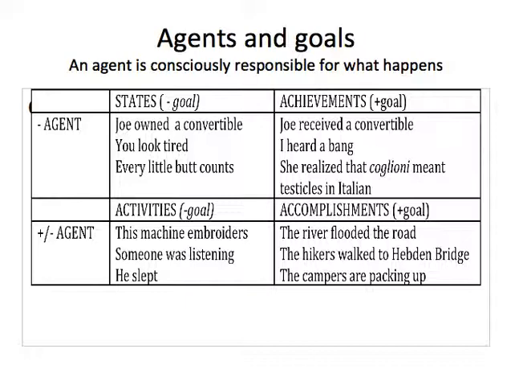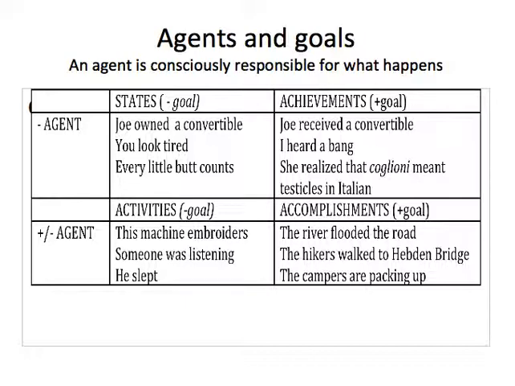Joe owned a convertible. Okay, you look tired. Every little bit counts. These are not agents. They're not responsible for what happens. Okay. Look at contrast that with achievements, where you do have a particular goal. Joe received a convertible. I heard a bang.